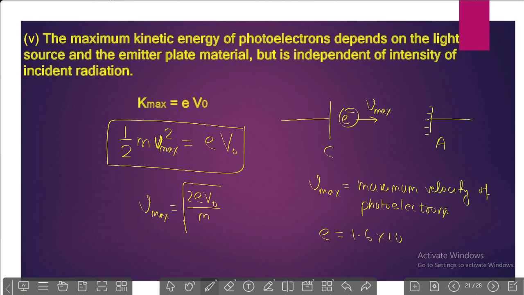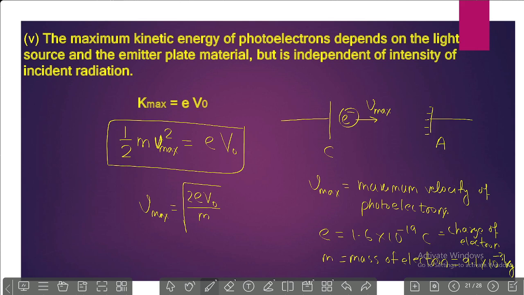e is 1.6 into 10 to the power minus 19 coulombs. m is the mass of electron. What is the mass of electron? Anybody remember? Charge of electron and mass of electron. 9.1 into 10 to the power minus 31 kg. Clear? So K max is eV naught, half m v square is actually eV naught. So that means stopping potential depends on the kinetic energy of photoelectrons. That relation is coming. Clear?